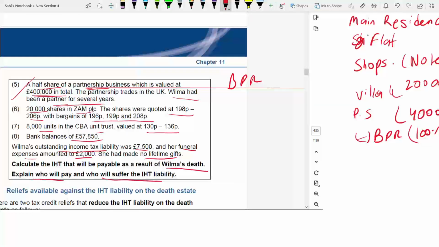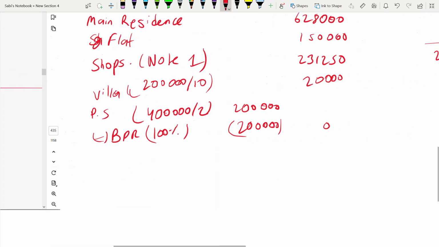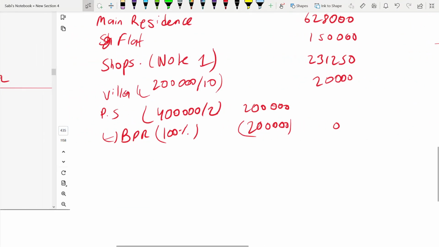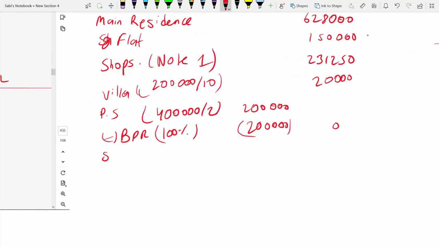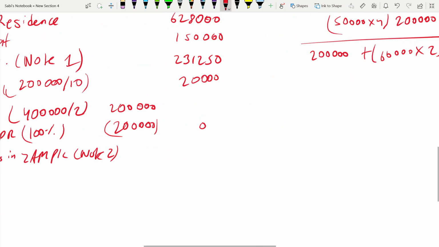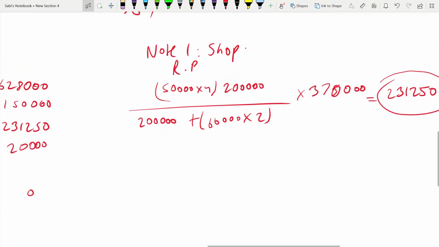Next is shares in ZAM PLC. It's a quoted share. For quoted share, what should we do? We'll keep a note to it. It's a special valuation rules again for quoted shares. So next is shares in ZAM PLC note 2. Another working. Okay. So we'll go here. Remember, it's a quoted share.